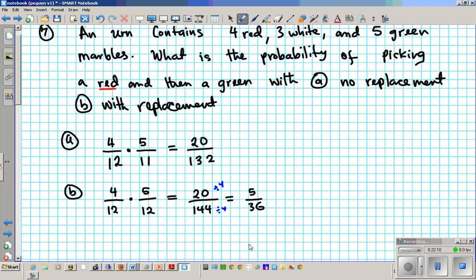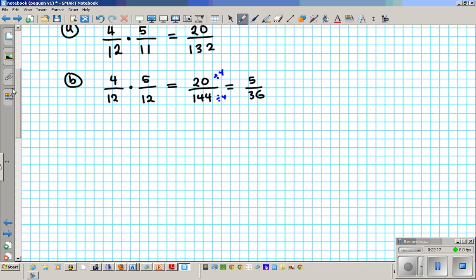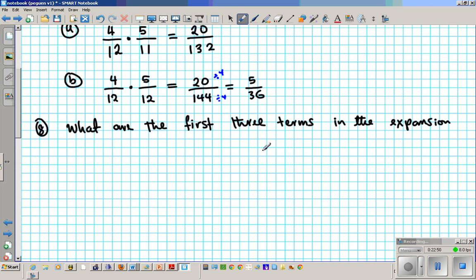Okay? Alright. Now the last problem we're going to do, number 8. Number 8, it says, what are the first 3 terms in the expansion of x minus 3y to the 4th? What are the first 3 terms?